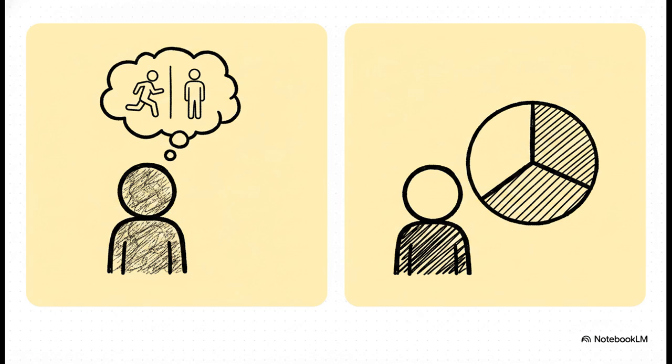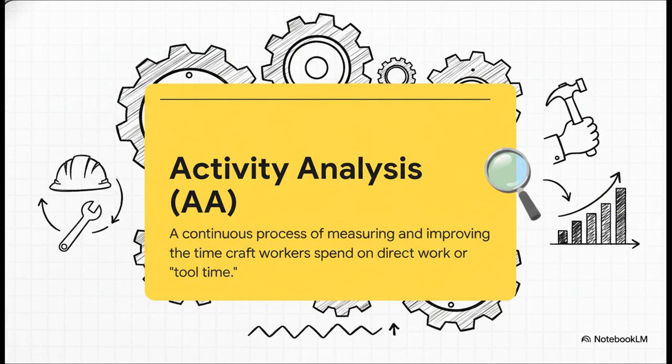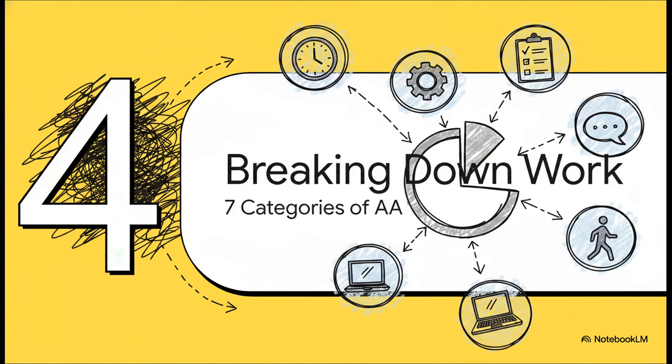Now, activity analysis, developed by groups like the Construction Industry Institute, is defined as a continuous process. That's super important. It's not a one-and-done audit. It's a whole system for measuring and, more importantly, for improving the amount of time people spend on what really matters, that hands-on, value-creating work we often call tool time. So how does it get all this detail?